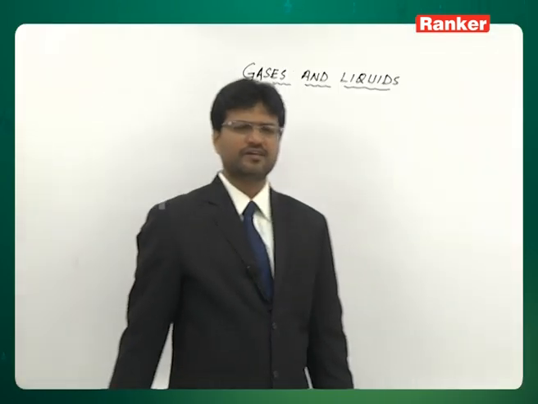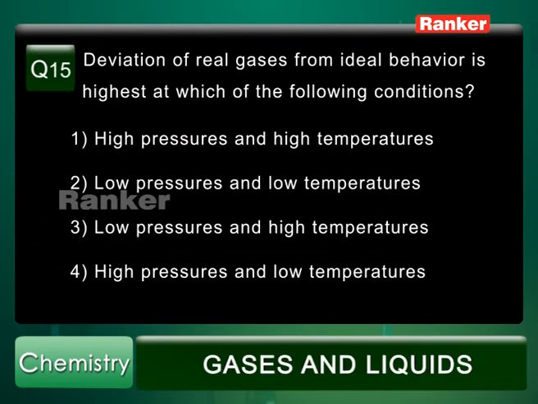Question number 15. Deviation of real gases from ideal behavior is highest at which of the following conditions? First option, high pressures and high temperatures. Second option, low pressures and low temperatures. Third option, low pressure and high temperature. Fourth option is high pressure and low temperature.